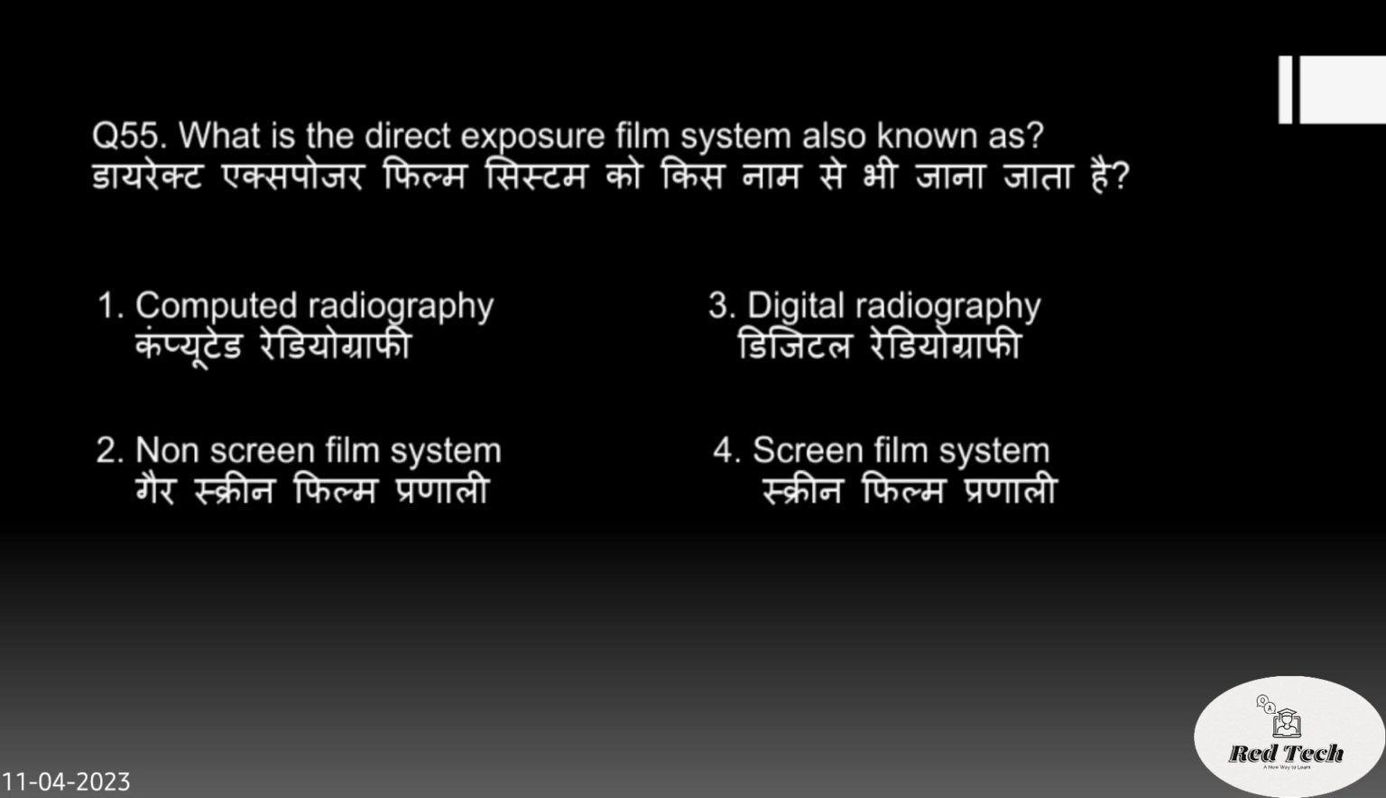Question number 55. What is the direct exposure film system also known as? So what is the name of the direct film system? The options are computed radiography, non-screen film system, digital radiography, and screen film system. So the right answer is option number 2, non-screen film system, which is known as the direct exposure film system.